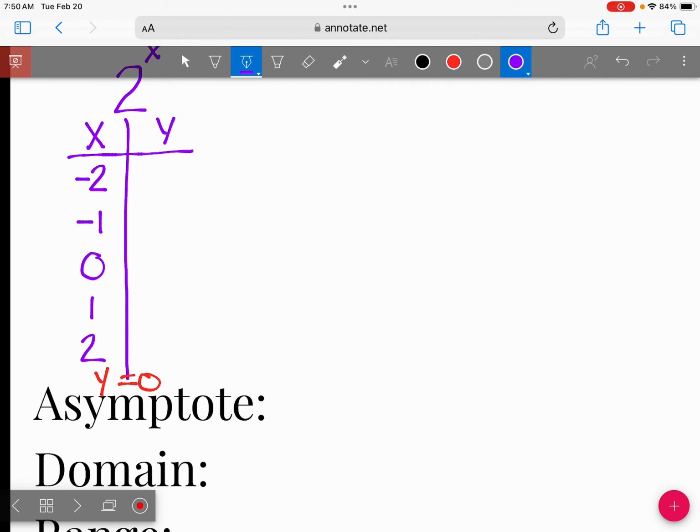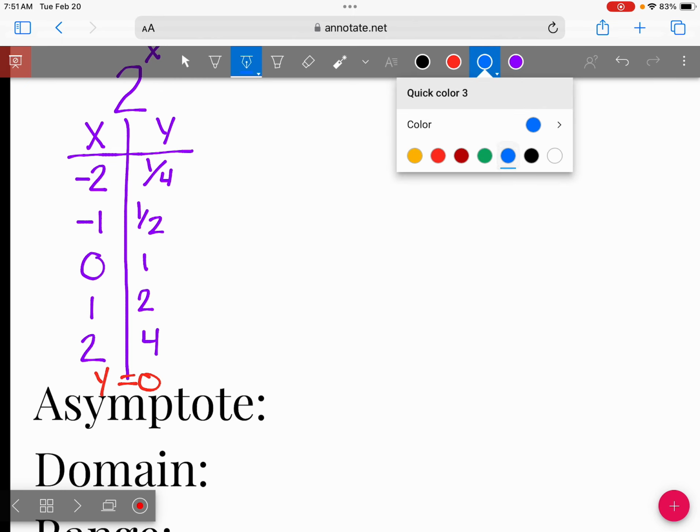So our parent function, this is the very first one we did. 2 to the minus 2 was our 1 over 2 squared, or 1 over 4. 2 to the minus 1, that's 1 over 2. Anything raised to a 0 power is 1. 2 to the first is 2, and 2 squared is 4. So that's our parent table. We're going to use that to make our transformation.